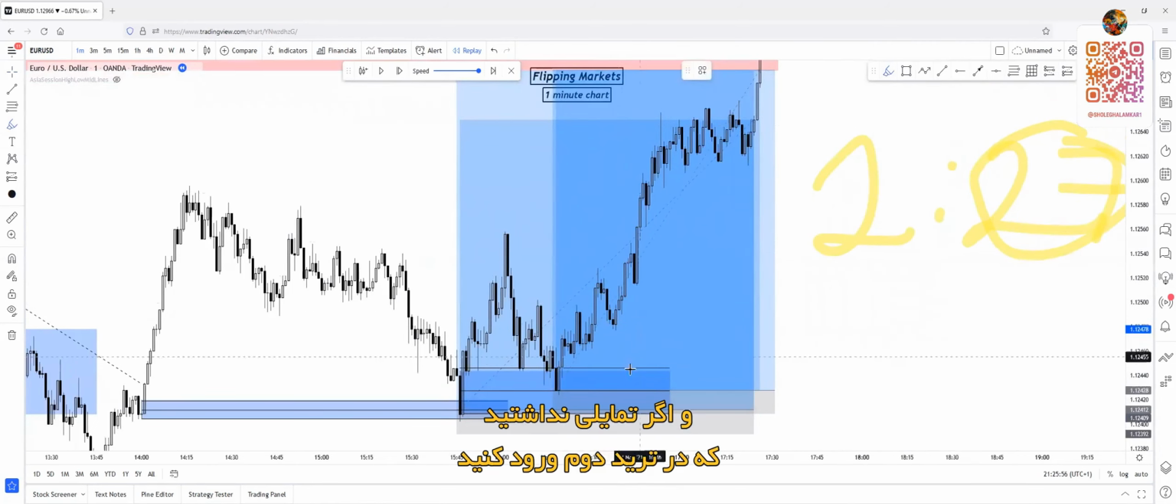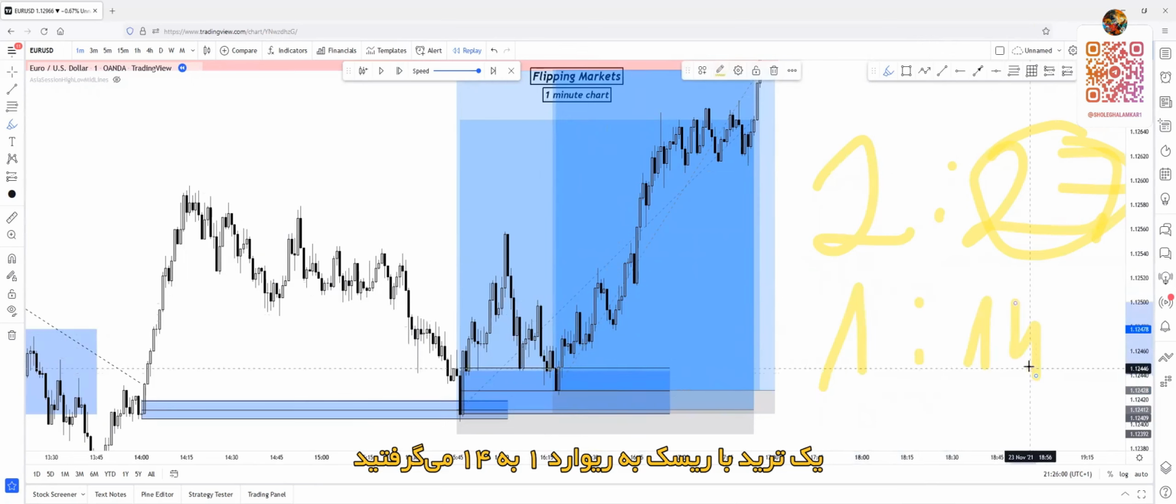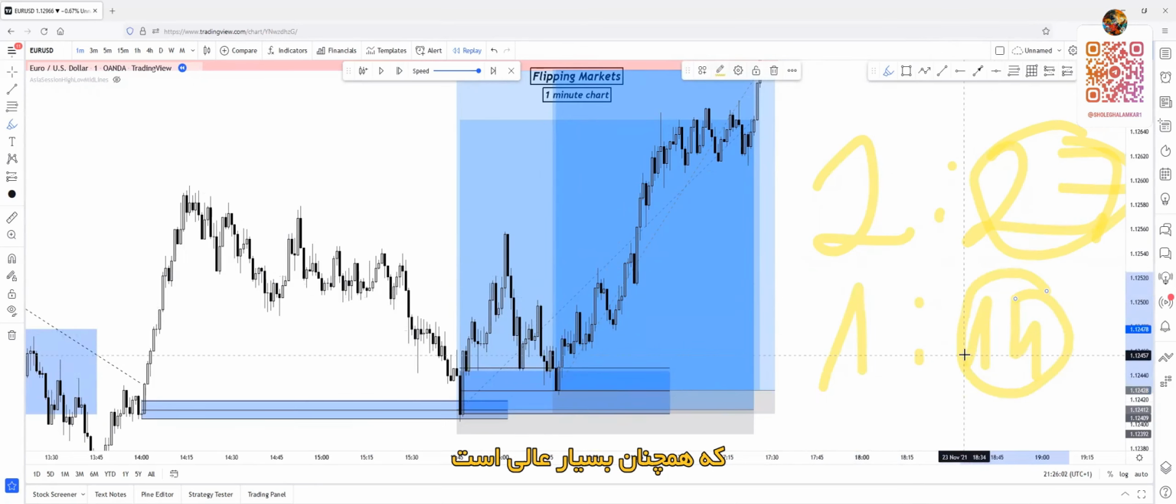That's actually, if you didn't want to enter on the second trade, you just booked 1 to 14 risk-reward ratio and 14%, which is still perfectly fine. 14% in just an hour is incredible, right? We can all agree on this one.